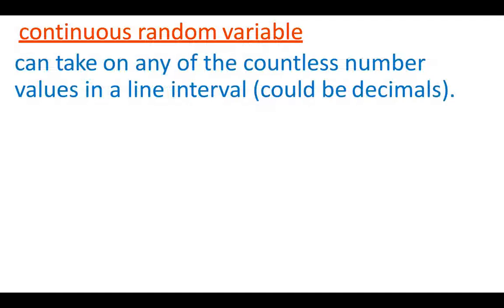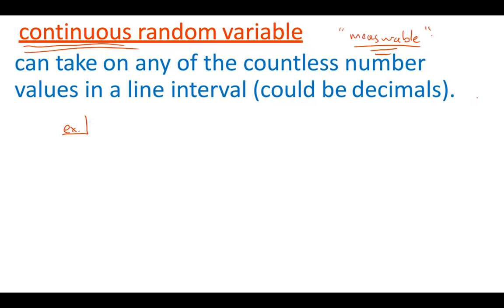A continuous random variable can take on any of the countless numbers of values on a line interval, meaning it could be 7, or it could be 7.1, or it could be 7.25, could be 7.99, could take on any value on a line interval. So typically when we think of continuous, you want to think of this one word. It's not in the definition, but I would write this down. Measurable. Continuous is measurable.